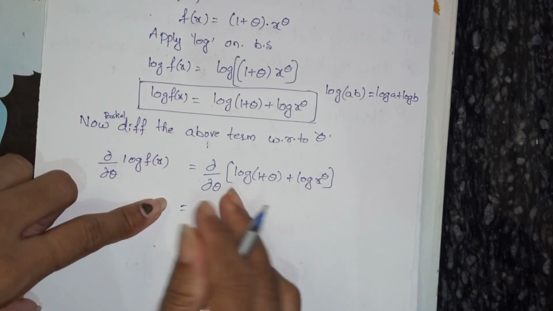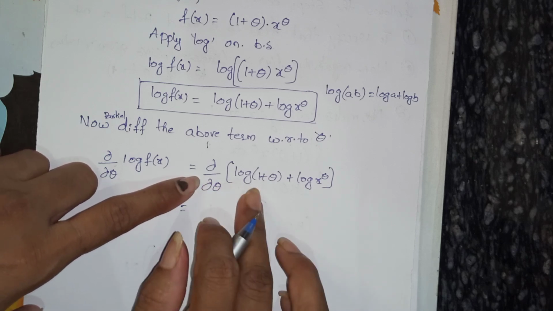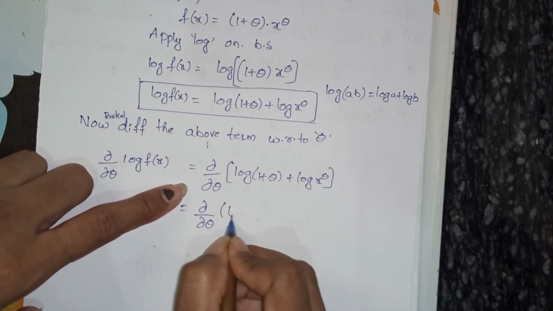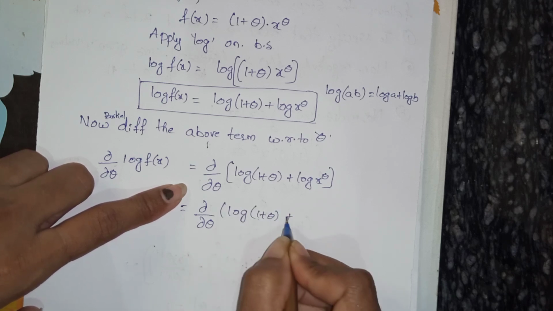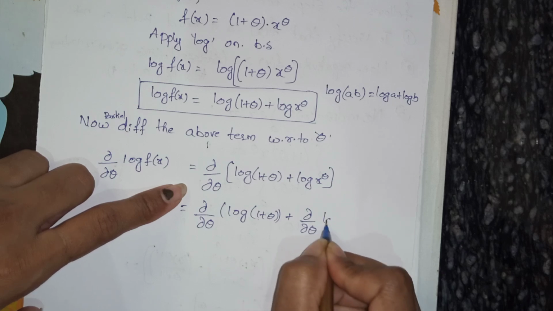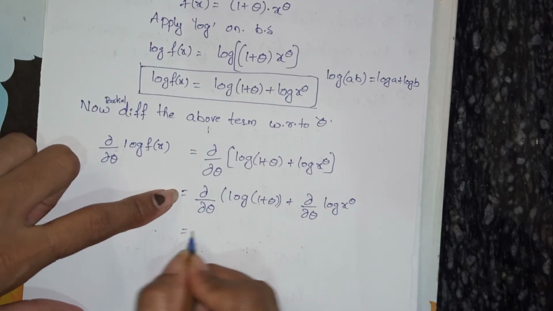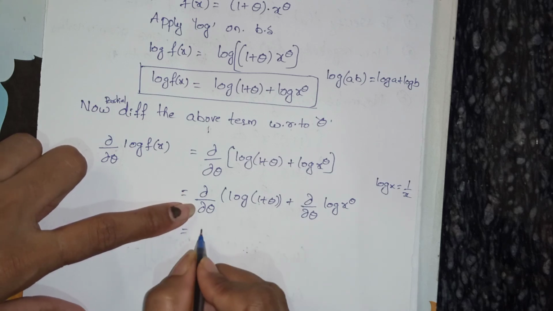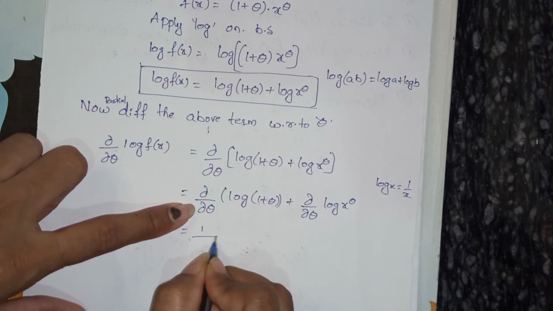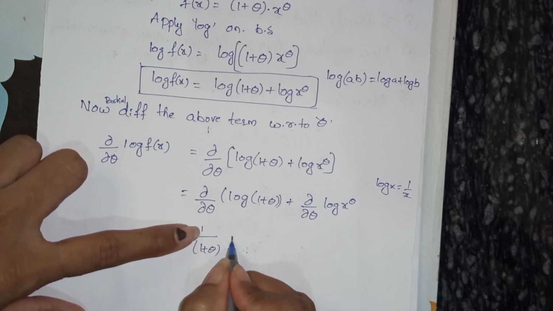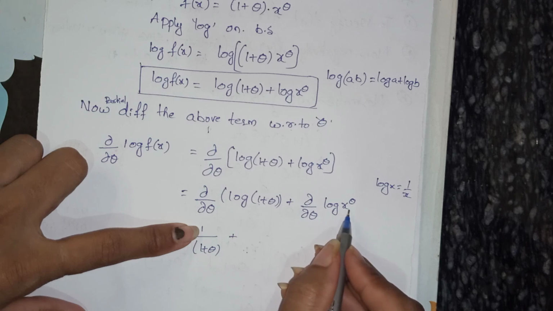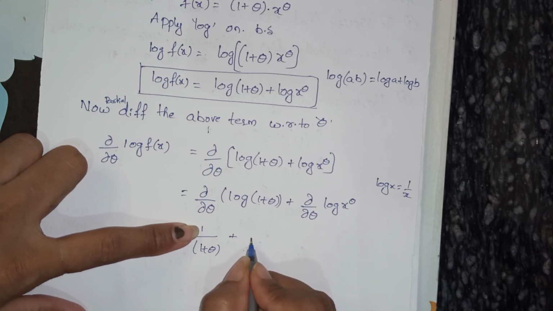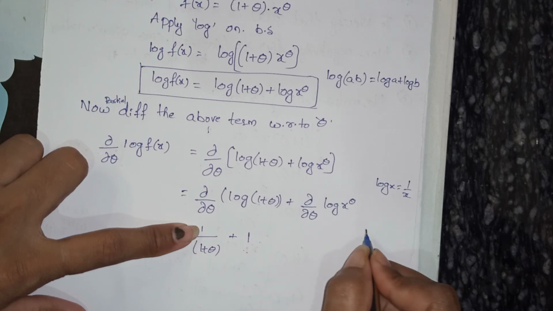I am going to split the differentiation for both the terms. So dou by dou theta of log 1 plus theta plus dou by dou theta of log x to the power of theta. Log x differentiation is 1 by x. So the derivative of log 1 plus theta is 1 by 1 plus theta, plus, here with respect to theta, theta becomes 1. So the final answer is, here we can write what?